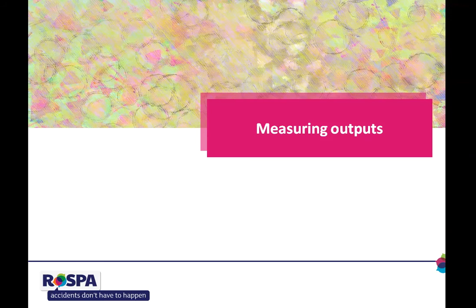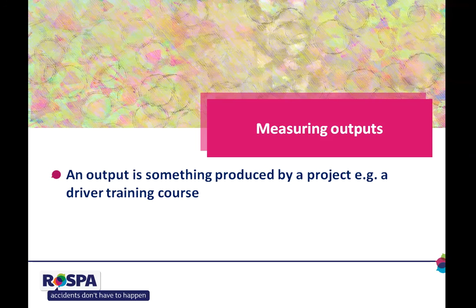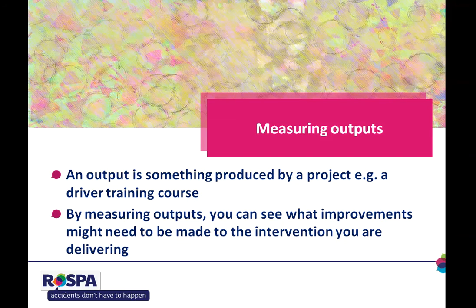Measuring effectiveness might not be the aim of your evaluation. Instead, you might like to measure how you can improve the delivery of your intervention, and to do this, you might measure outputs. An output is something that is produced by the project, such as good practice guidelines or an activity such as a workshop or driver training course. By measuring outputs, you will be able to see any changes that need to be made to your intervention.